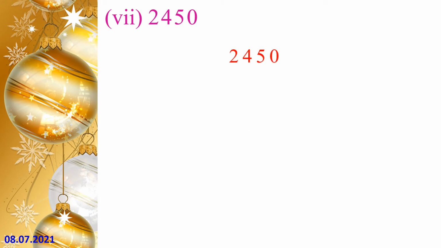Next, the 7th problem, 2450. So now it is the dividend. See children, first we want to start with the smallest prime number only. Okay. So here it is an even number, so it is divisible by 2.